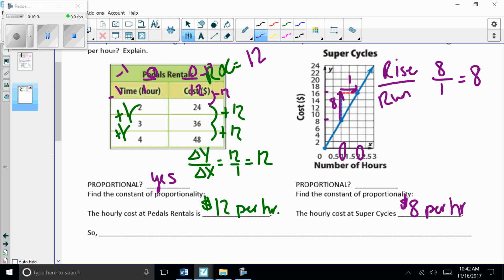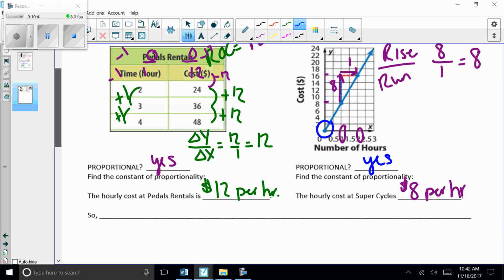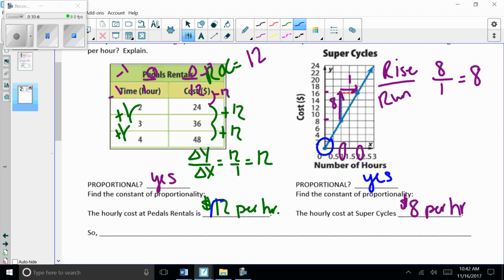Is this proportional? To know if it's proportional, we look at 0, 0, which is here. The line does go through 0, 0. So yes, it is proportional. Now we go back and answer the question. It wants to know which company charges more per hour and how we know. Well, I have $12. Sorry, guys. And I've got $8. So the $12 wins. So that is Pedal Rentals, and they charge $4 more per hour. I know that from taking 12 and subtracting the 8, and that's going to get me my 4.